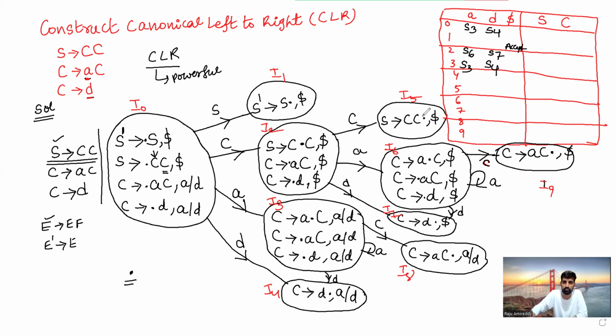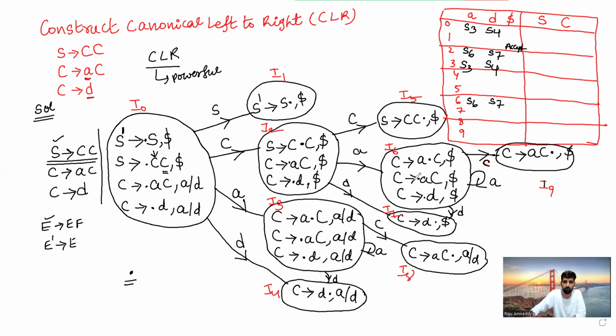Now you see S4 does not go anywhere, but I6. I6 on small a goes to I6 only. So I can write S6. I6 on small d goes to I7. This is called S7.